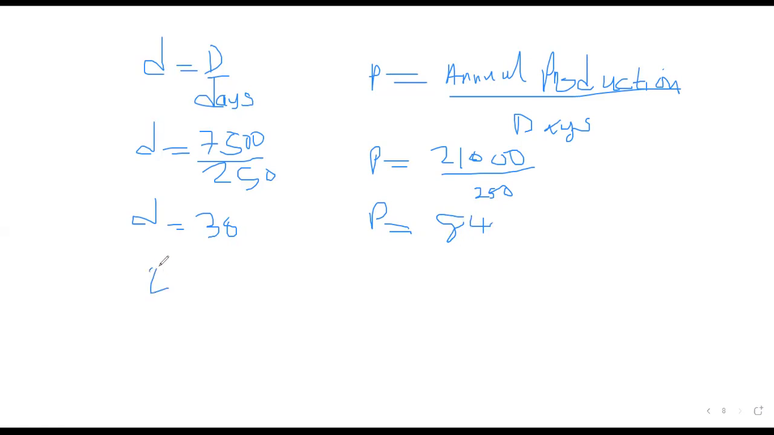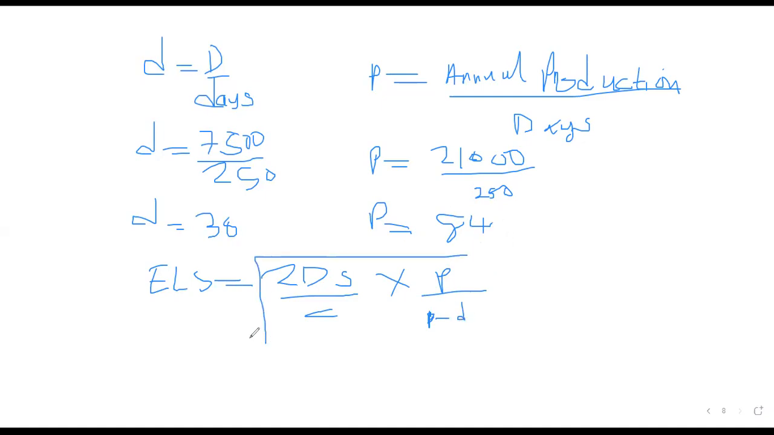So we can find our economic load size, which is equal to the square root of 2DS over C, multiplied by P over P minus D. So after this is done, we can find our economic load size to be 2 multiplied by 7,500, then multiplied by 550, which is the setup, over our C, which is 4.95.